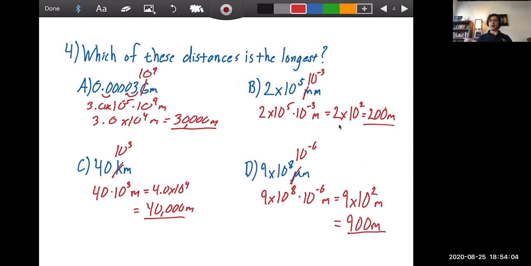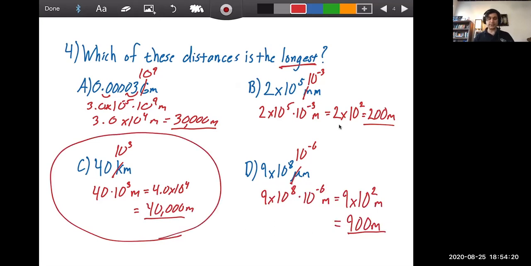So now I have all of these numbers in meters. And I just have to answer which of them is the longest. 30,000, 200, 40,000, or 900. And that gives me C. The 40 kilometers was the longest distance. So those are the 4 examples that I have for you.